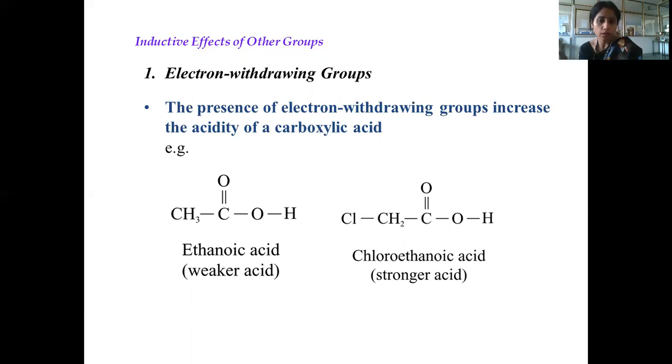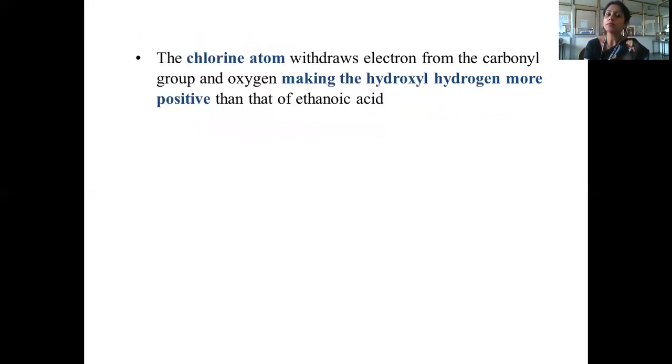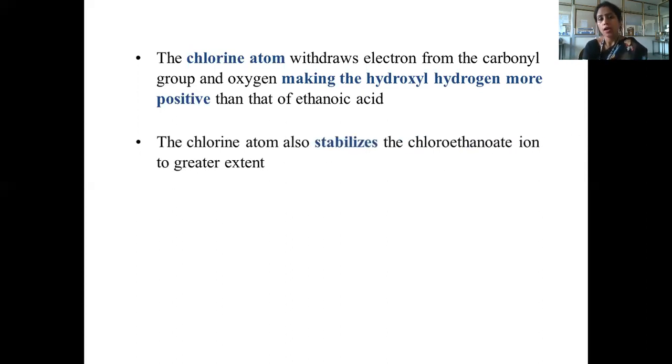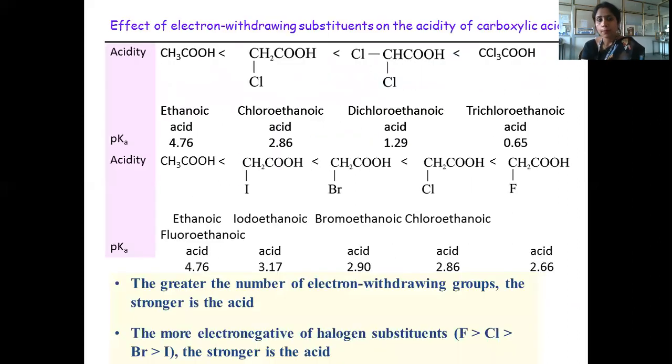Because there is an electron withdrawing group, it will pull the electron density towards itself, so the OH bond strength will be lesser, and it is easier for the compound to lose the H plus. So the one on the right is more acidic. The chlorine atom withdraws electrons from the carbonyl group and oxygen, making the hydroxyl hydrogen more positive than that of ethanoic acid. This also stabilizes the chloroethanoate ion to a great extent.